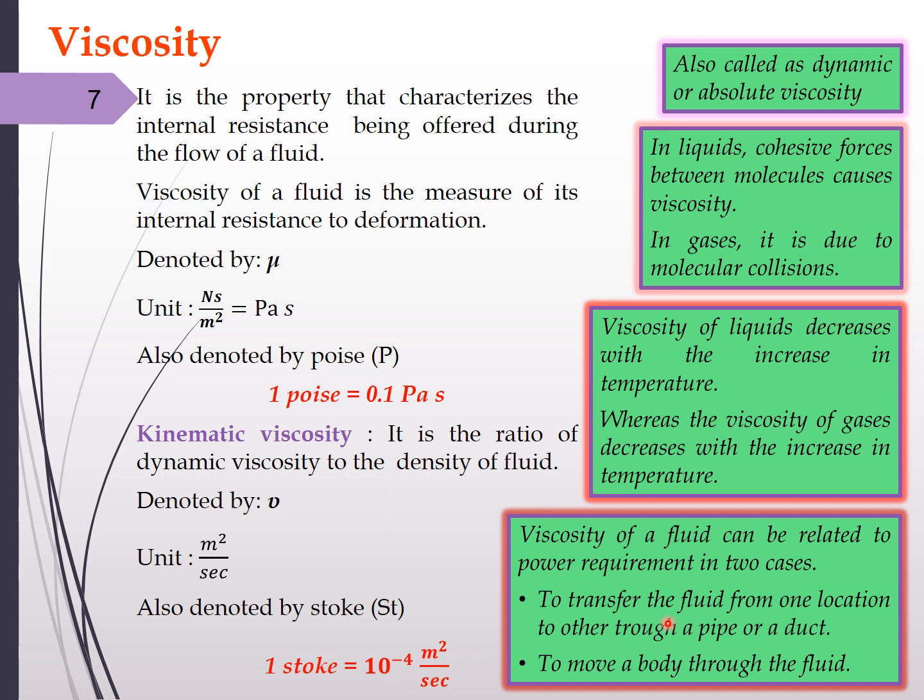If you have oil, and you have to move through the oil, you will require more power. If you have water, you will require less power to move. And if you are moving in air, you know that very little power is required. So if you want to move a body through a fluid, viscosity has an important role. The more viscous the fluid, the more power is required. So these are the two cases wherein the viscosity of a fluid is very important, and where it governs the power requirements.